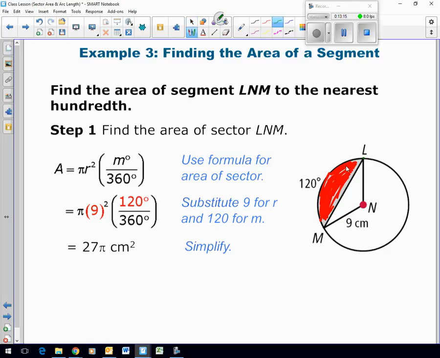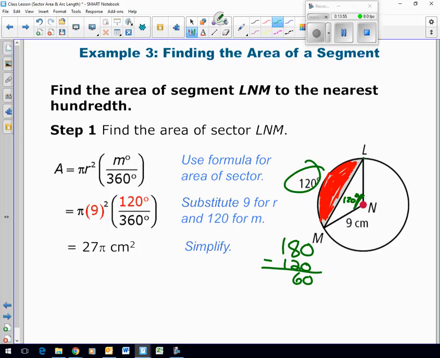L, N, M. If this is 120 degrees, what is that measurement right there? 120. So N is 120 degrees. Everybody agree on that? How many degrees are in every triangle? 180. We've subtracted out 120 right there, correct? How many's left over? 60.